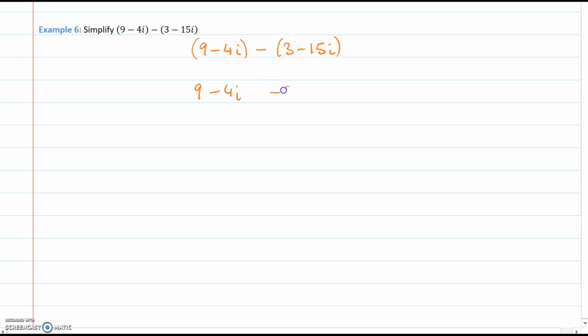The 3 will become minus 3. The minus 15i becomes plus 15i. Okay, if you have a different way of doing that, that's fine, but you should end up with -3 plus 15i.